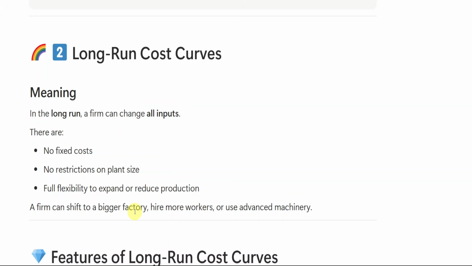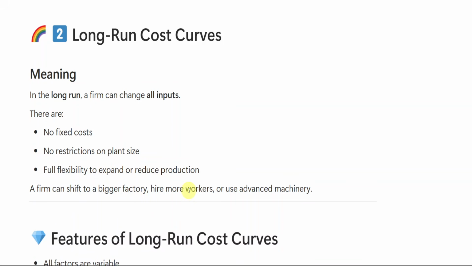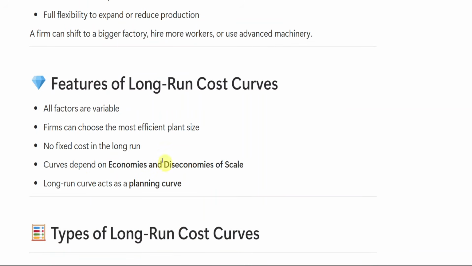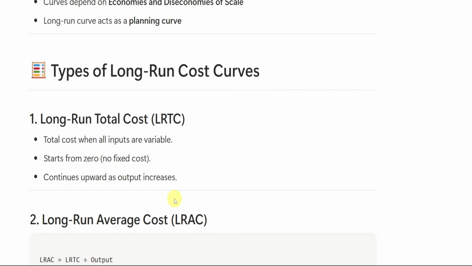In the long run all inputs are variables, like no fixed costs, no restrictions on plant size, full flexibility to expand or reduce production. Features you can just have a look on the screen. Now types, like long run total cost, it means total cost when everything is variable. Variable means that it can be changed. Fixed means it cannot be changed. Variable means like workers can come or your raw materials can come, you can change them according to your need.